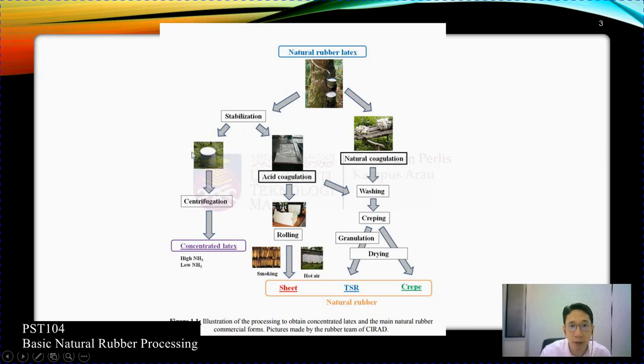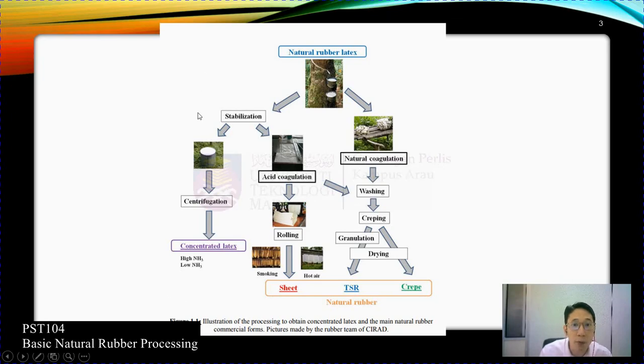So we go through the first area, which is the left hand side. With the stabilization, you will have what we call free latex with significant amounts of anticoagulants, and we go through centrifugation to produce a concentrated latex. With concentrated latex, you need to preserve it with either high ammonia or low ammonia before you can produce a final product.